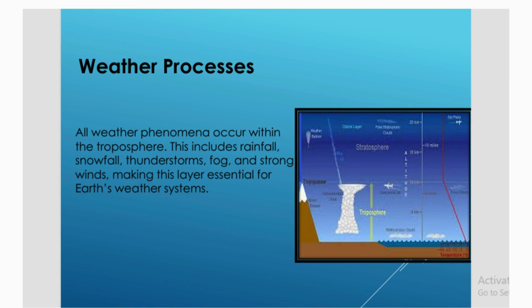There are also weather processes. For example, all weather phenomena occur within the troposphere. This includes rainfall, snowfall, thunderstorms, fog, and strong winds, making this layer essential for Earth's weather system.